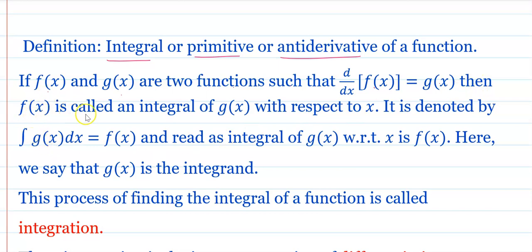Then, f of x is an integral of g of x with respect to x. It is denoted by integral of g of x is f of x, and read as integral of g of x with respect to x is f of x. Here, we say that g of x is an integrand.